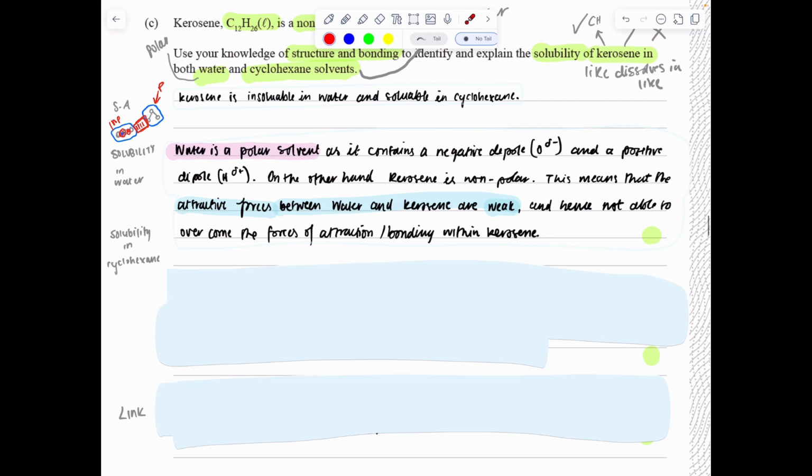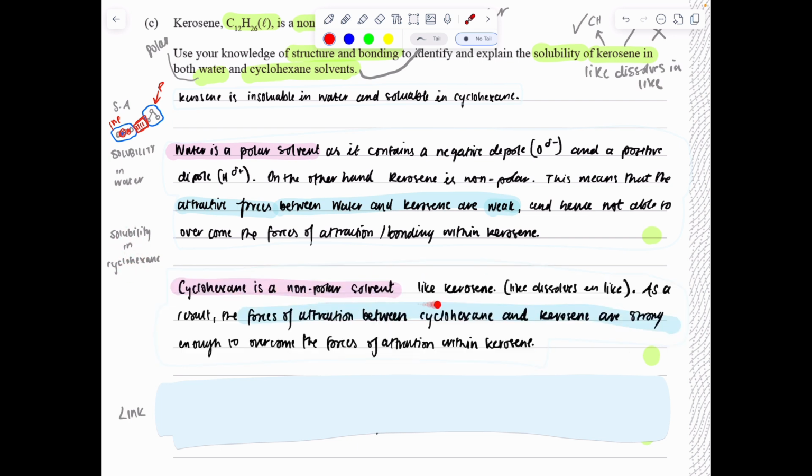So now I have to talk about the solubility in cyclohexane. And so cyclohexane is a non-polar solvent like kerosene. As a result, the forces of attraction between cyclohexane and kerosene are strong enough to overcome the forces of attraction within kerosene. Okay, so let me do another little subpar diagram for you again. So we've got kerosene over here, and then we've got cyclohexane over here.